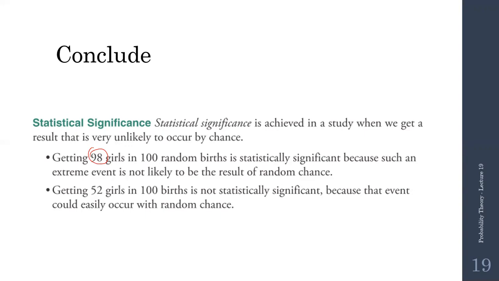Ya'ni shu 100 ta tasodifiy tanlab olingan chaqaloq orasida 98 tasi qiz bola bo'lishi bu statistik ahamiyatga ega, chunki doimo bu holat yuz bermaydi. Or getting 52 girls in 100 births is not statistically significant because that event could easily occur with random chance. Yoki 100 ta chaqaloq orasida 52 ta qiz bola bo'lishi bu statistik ahamiyatga unchalik ham ega emas. Chunki bu holat o'zi bo'lib turadi. Biz ehtimollar nazariyasida ham buni hisoblab ko'rganmiz. Odatda shunday bo'lishi ham kerak.